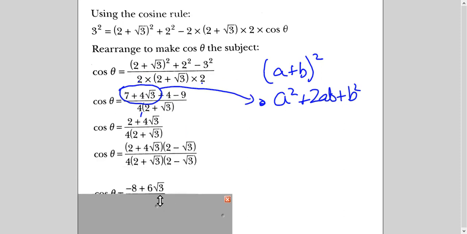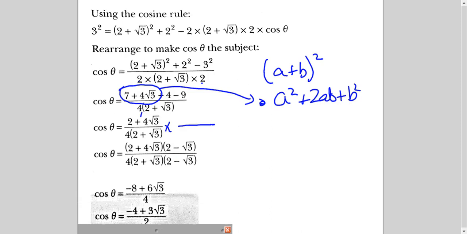So after that, conjugate is also applying here. Why? Because you ended up at 4, 2 plus root 3. So they're multiplying and dividing by the conjugate of it, 2 minus root 3. And then you got this answer.